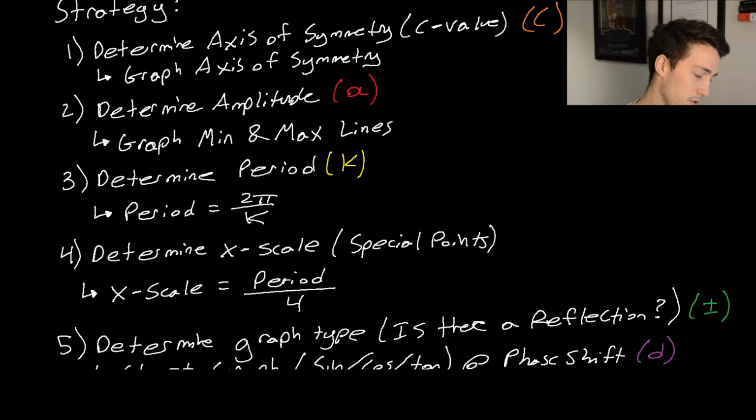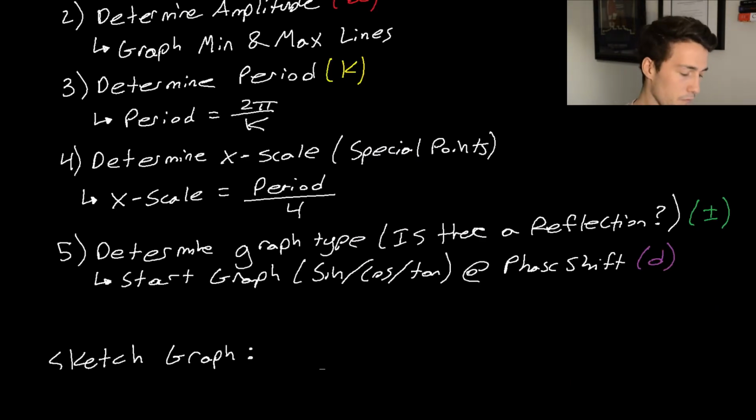Finally, next we do 3, which is determine the period, and like I said before, the period is equal to 2 pi divided by the k value. Next, I think this is something that doesn't really get talked about, but I think it's very helpful. So determine the x scale, which are also special points. So the x scale is actually the period divided by 4.